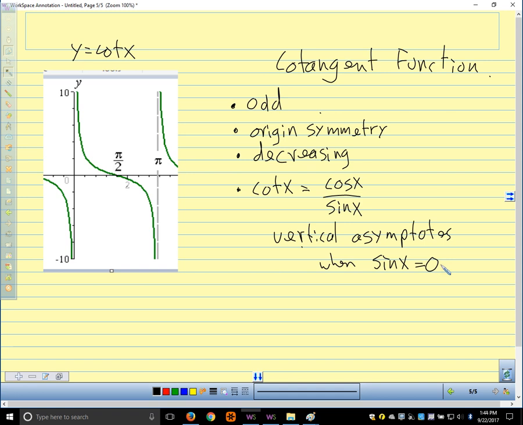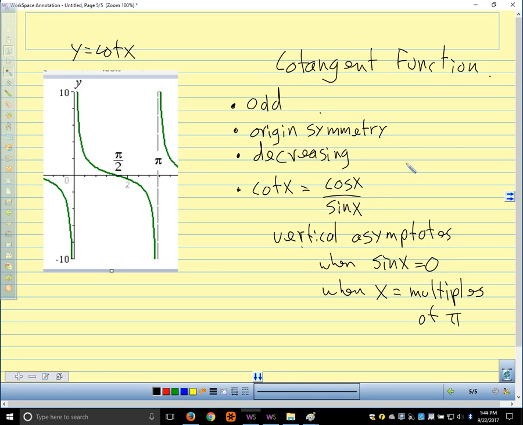And sine x equals 0 at multiples of pi, whole multiples of pi. So for this unshifted cotangent function, we see it has a vertical asymptote at x equals 0, so 0 pi, and x equals 1 pi. So we have our asymptotes at slightly different places.